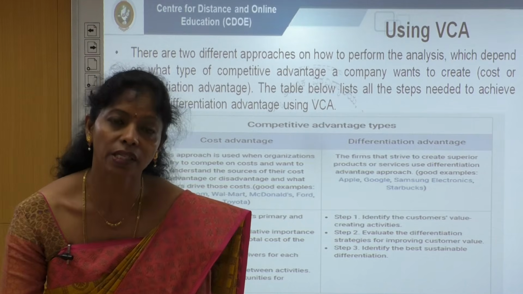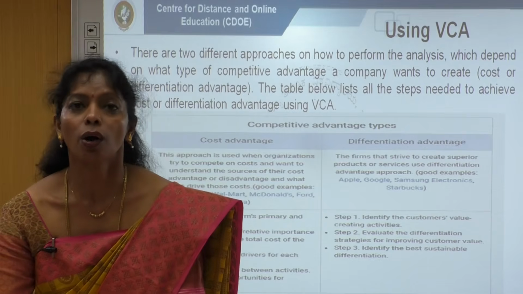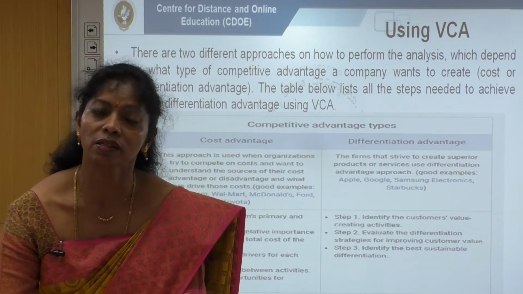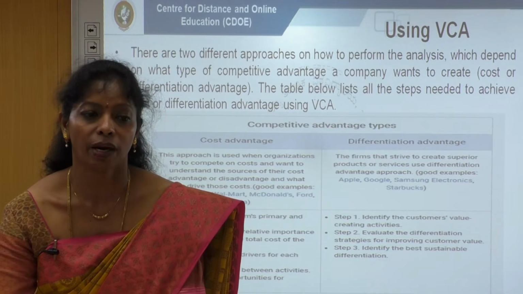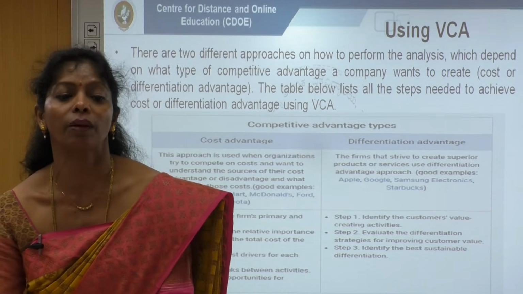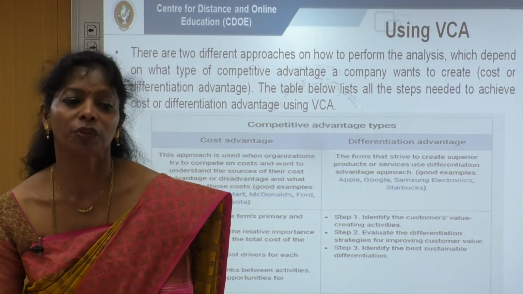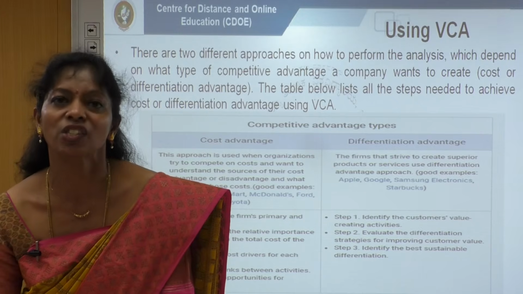It can be press, print media or broadcast media. Accordingly, there is a cost involved. So that is relevant to marketing and sales departments. So step 2 is to establish the relative importance of each activity in the total cost of the firm. What is that importance? Step 3, identify cost drivers for each activity.